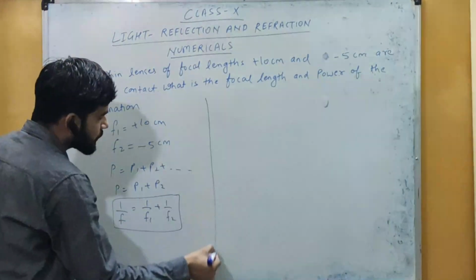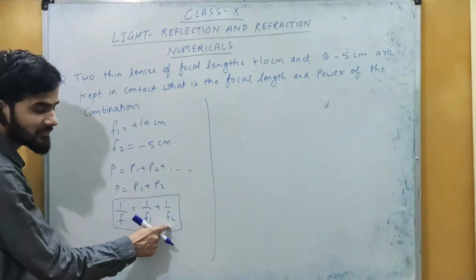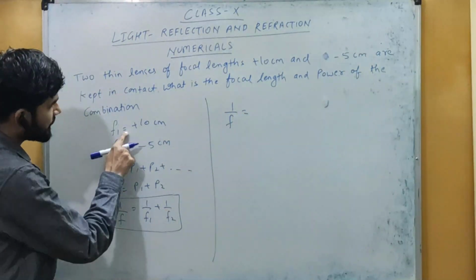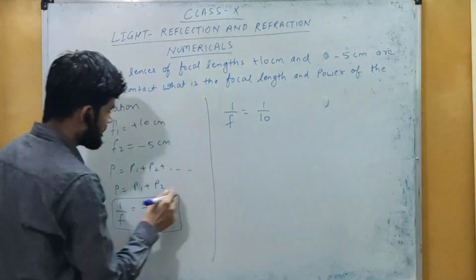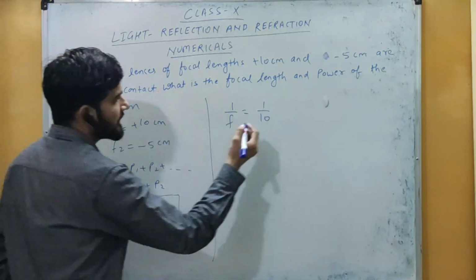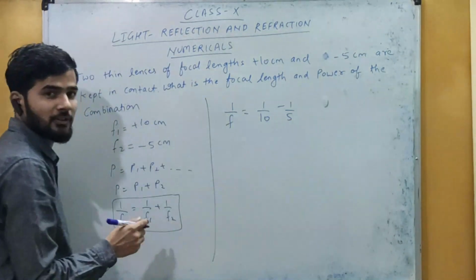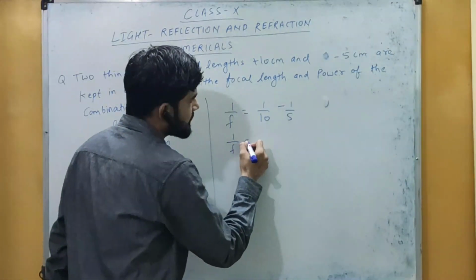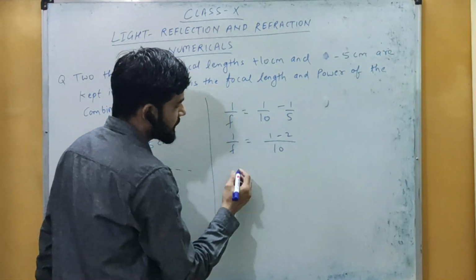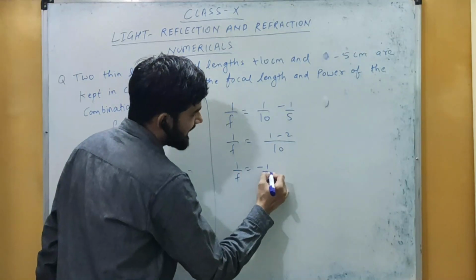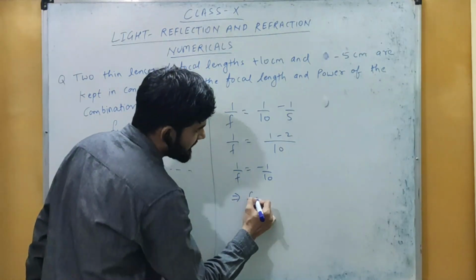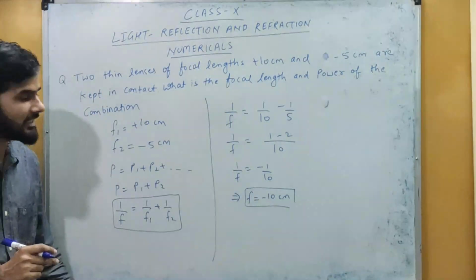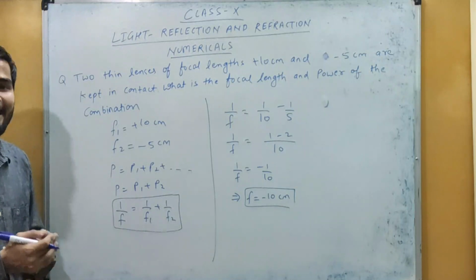Okay, now here we have two focal lengths given, so we will put these values and find the resultant focal length. So 1 by f is equal to, f1 is plus 10, 1 by 10, and then f2 is minus 5, so minus 1 by 5. You have to use the individual signs. Okay, so here 1 by f is equal to, LCM will be 10, so 1 minus 2, so 1 by f is equal to minus 1 by 10. So from here I can write f is equal to minus 10 centimeter. So the resultant of these two will be equal to minus 10 centimeter.